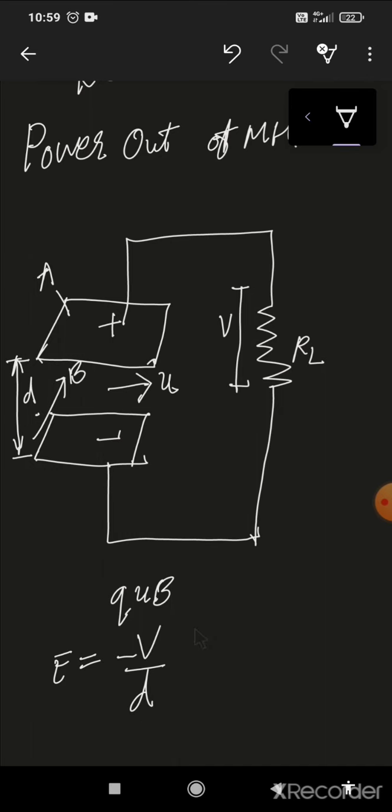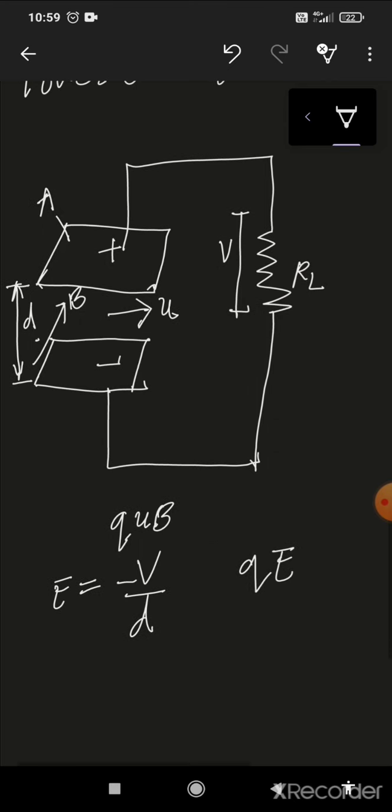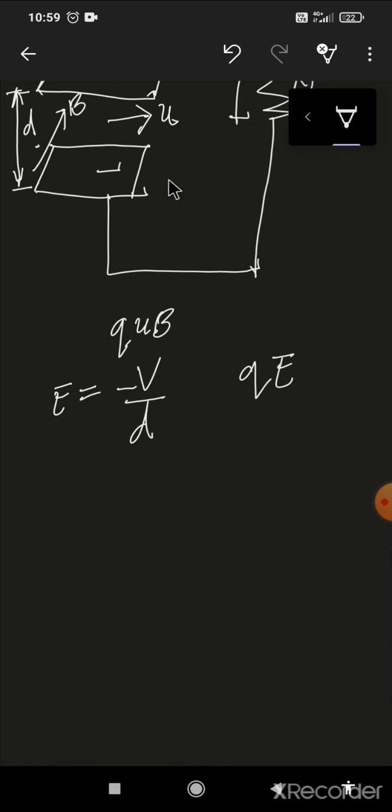So D is the distance between the electrodes. Due to this field, there is another force, that is QE. So QE will be acting on the charged particle in the downward direction, and the net force on the charged particle will be, so what will be the net force?